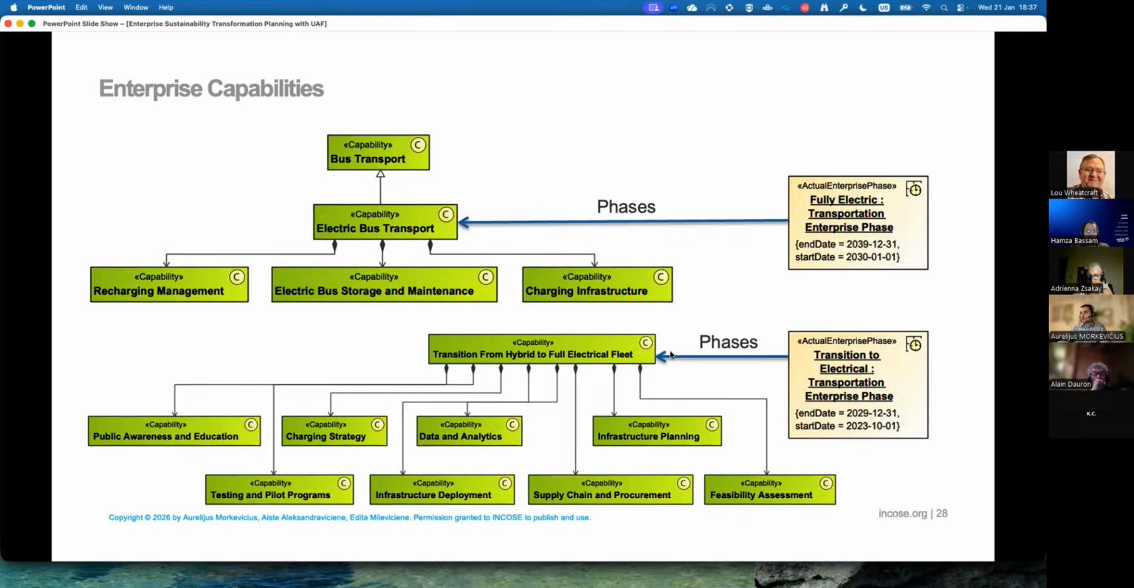And there are also some capabilities for the transition phase, such as public awareness education. So we need to make sure that the people, the citizens of the city, are actually happy about the change, that they know and understand why we need it. We need a charging strategy. We need testing and pilot programs, infrastructure deployment, data analytics, of course, because we need to make some decisions, infrastructure planning, supply chain procurement, we need to acquire buses, right? And then we also need to run some feasibility assessment to see if it's really the right way to go to achieve our objectives.